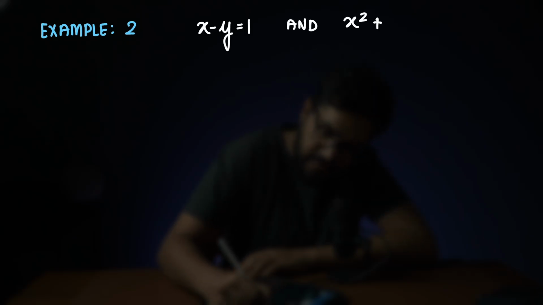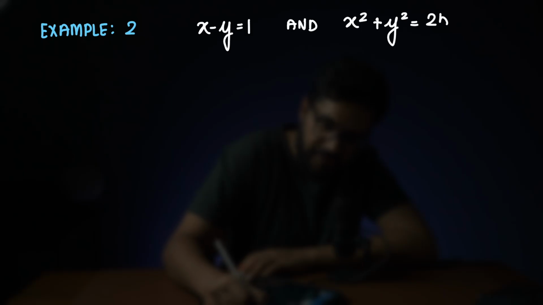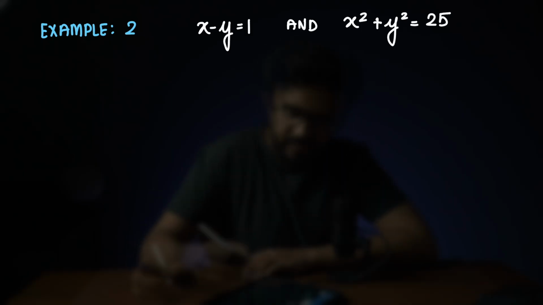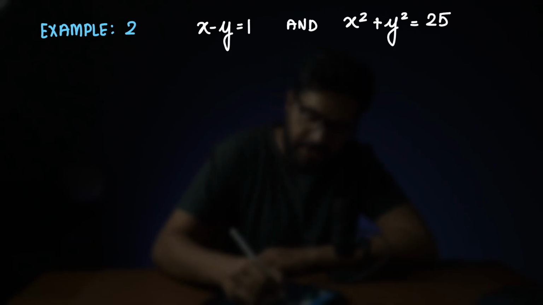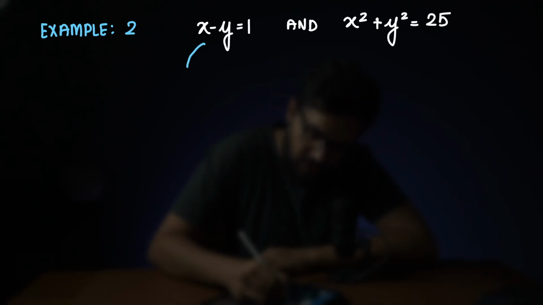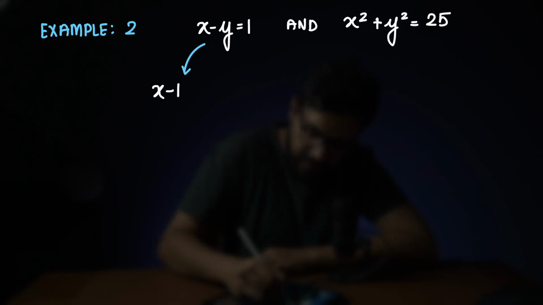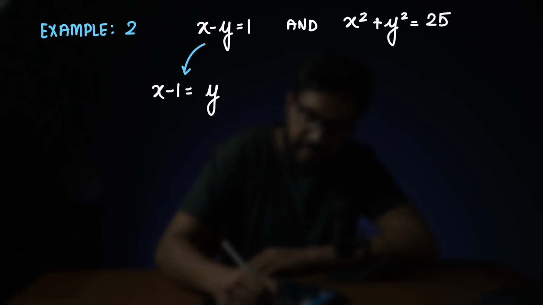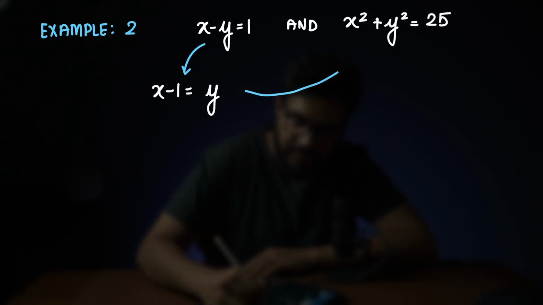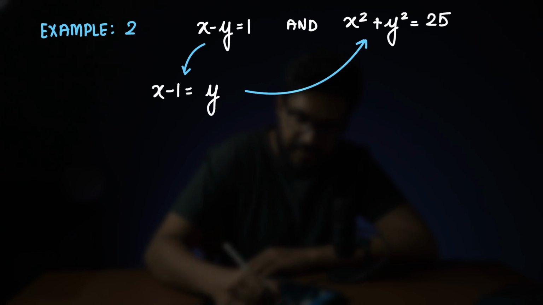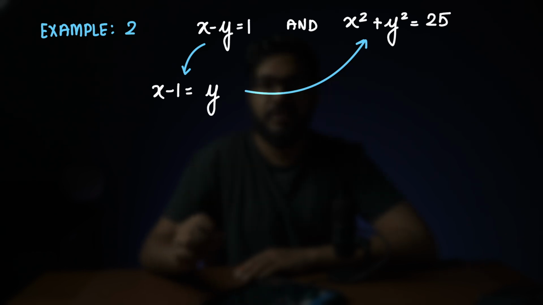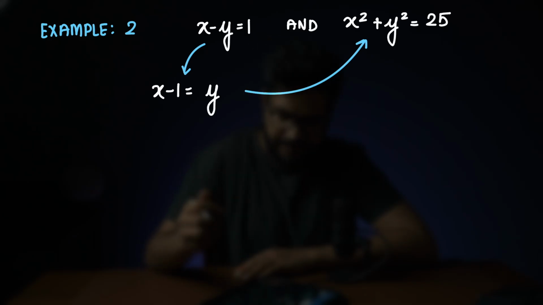Suppose we have x minus y is equal to 1 and x square plus y square is equal to 25. So first of all, we will try to rearrange the linear equation to make y the subject. So we get x minus 1 is equal to y. After making y the subject, I will substitute this in my quadratic equation. This is the most important step where students lose marks. They try to substitute without making y the subject.